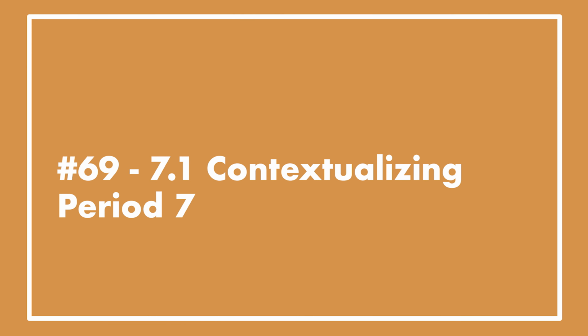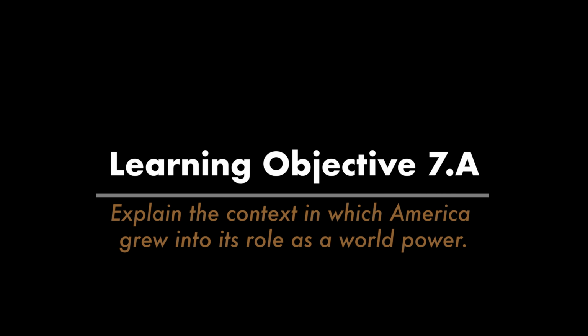We are starting a new historical period that runs from 1890 to 1945. This is historical topic 7.1, Contextualizing Period 7. There is one learning objective, that is, explain the context in which America grew into its role as a world power. This is the most important development according to the College Board in this time period. This lecture will provide background information on all of the events that lead to the U.S. rising as a world power.